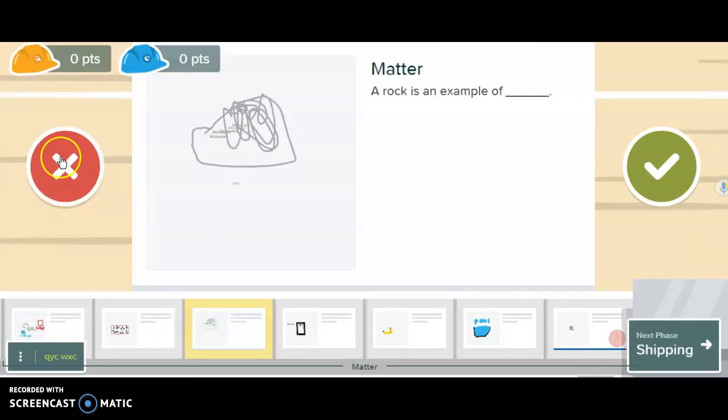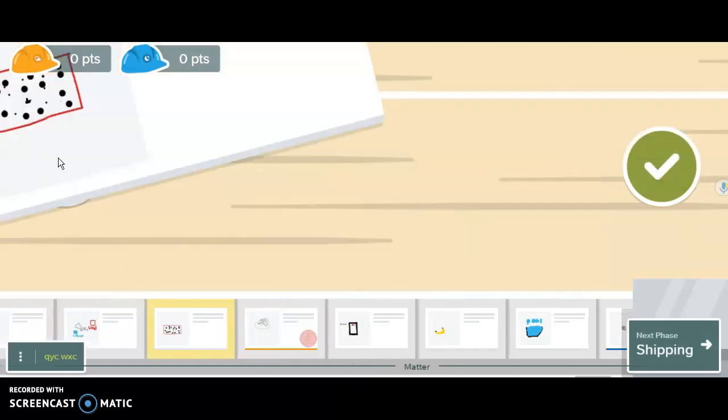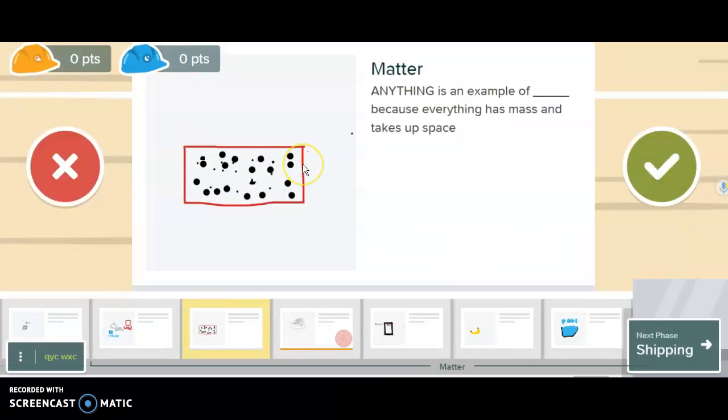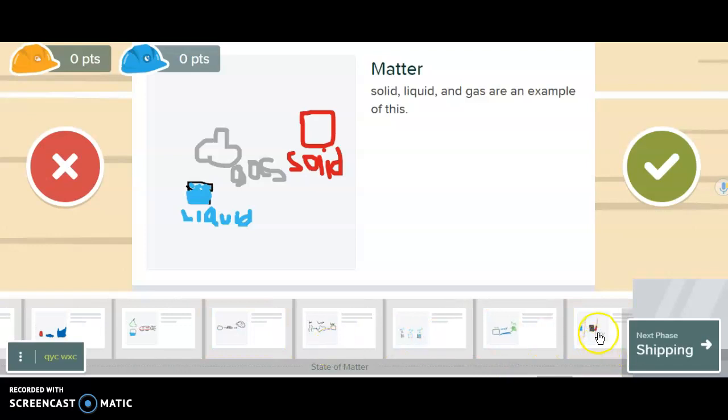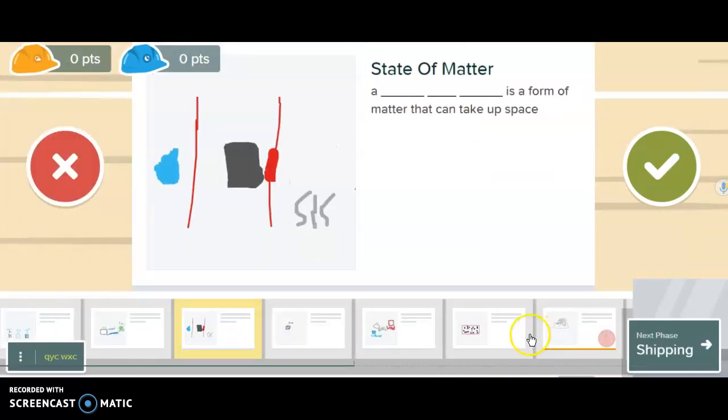This is an example. It's actually a pretty good phone. A rock is an example of matter, but you didn't give me the definition. Anything is an example of blank. That's true. Anything is an example of blank because everything has mass and takes up space. And we'll go to the last one. Solid, liquid, gas are examples of this. Can't take that one, so let's go backwards for me and keep going backwards.